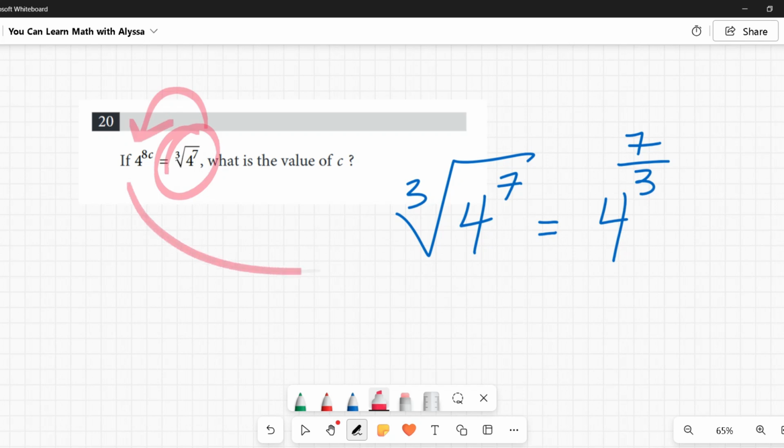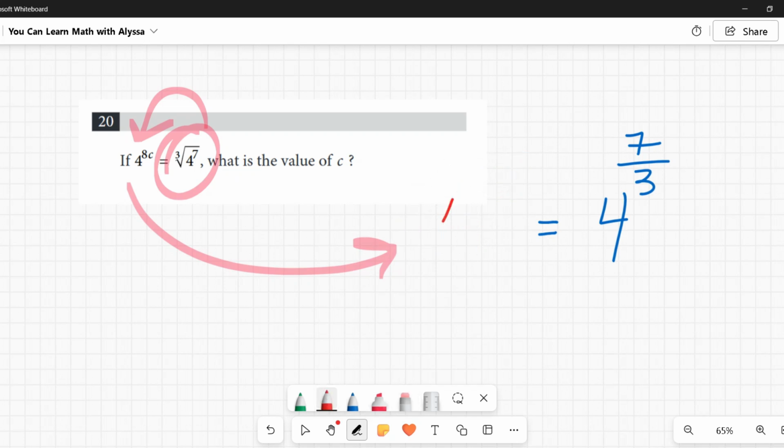And I've been told over here that 4 to the power of 8c is equal to the third root of 4 to the power of 7. So I'm going to substitute that in right here. So 4 to the power of 8c is 4 to the power of 7/3. Then 8c must be equal to 7/3. And now I can solve for c.